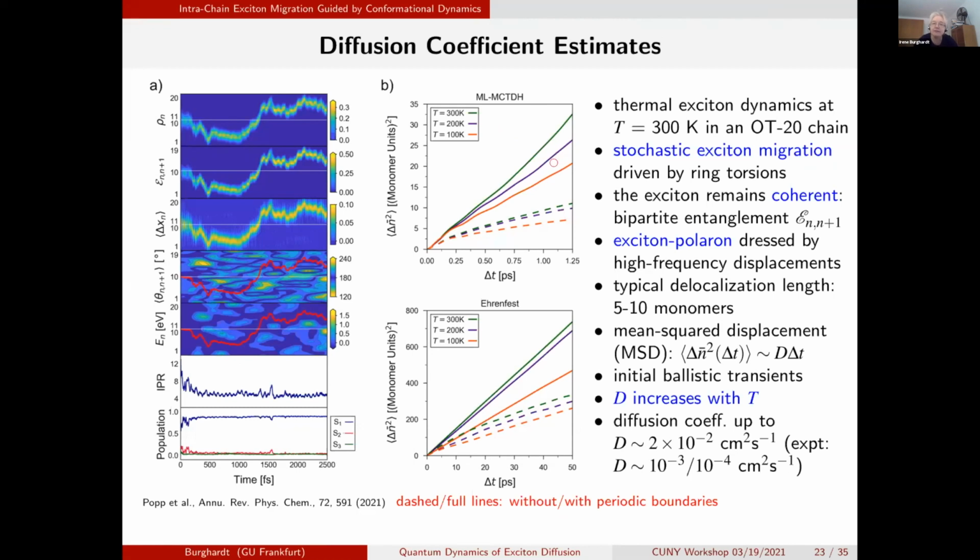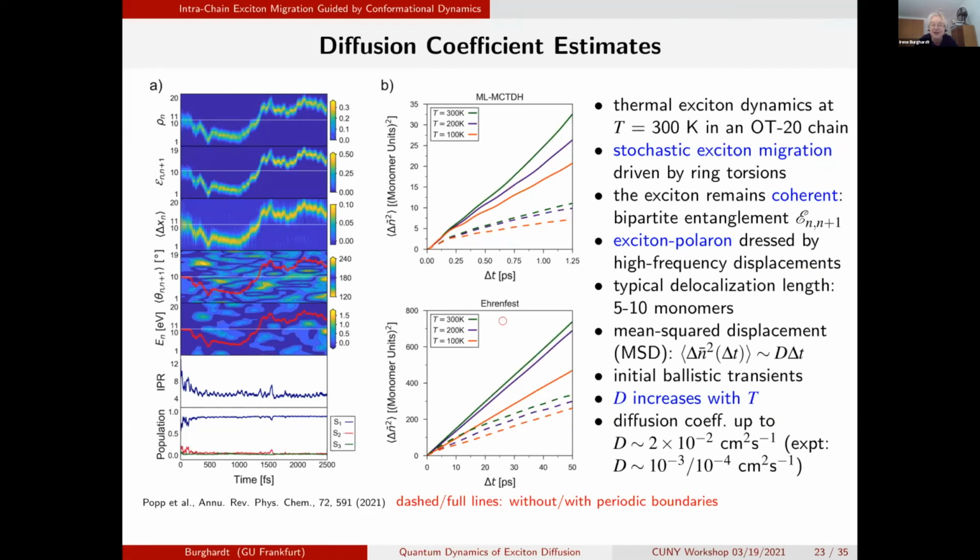And then we see that actually the MSDs increase systematically with temperature. And this is actually what is seen in experiment with the exciton transport. We also see that there is an initial ballistic type transient phase that is followed by a normal diffusion regime, so more or less linear. Now, since the dynamics is approximately adiabatic, we started doing Ehrenfest calculations for comparison.